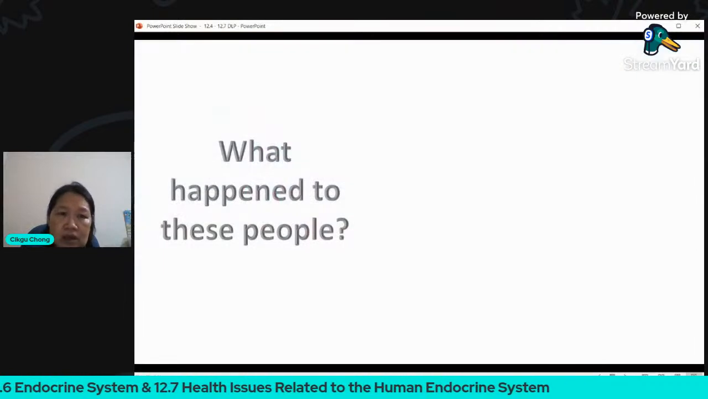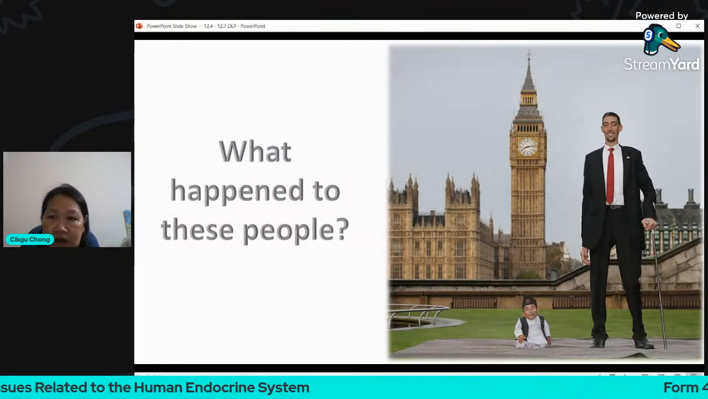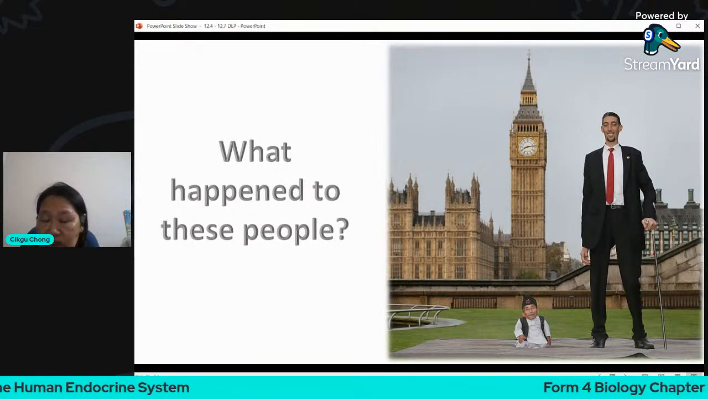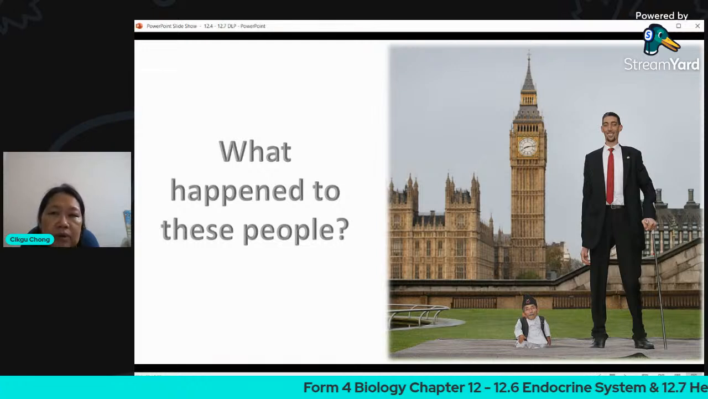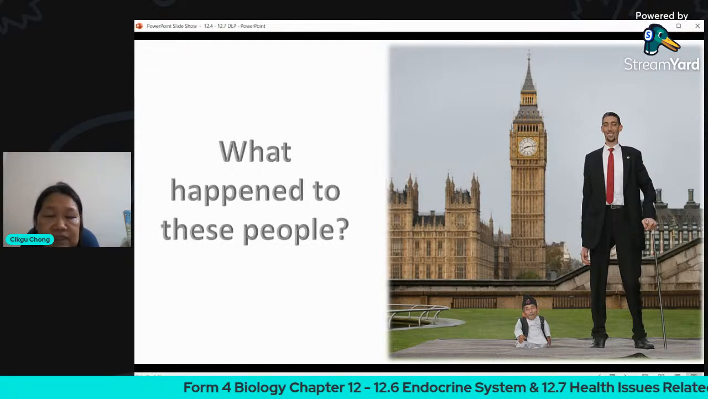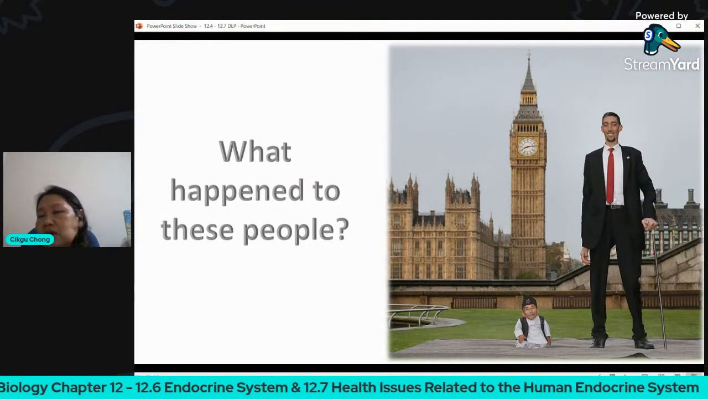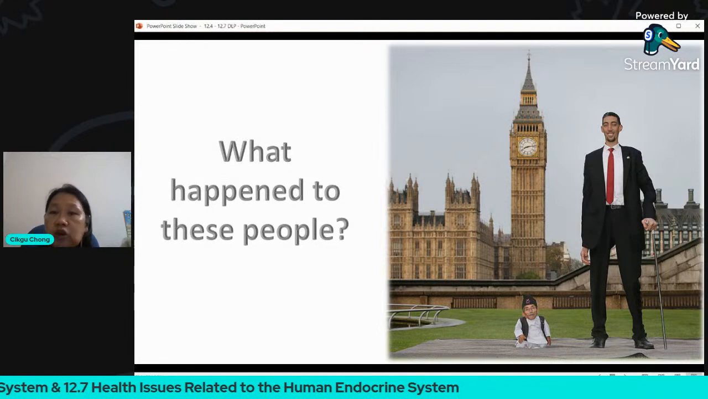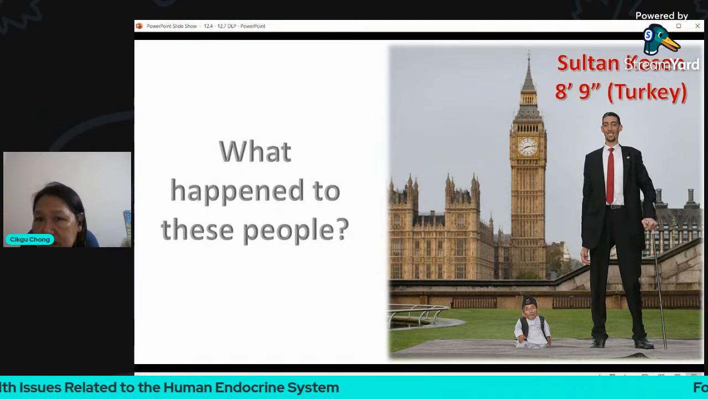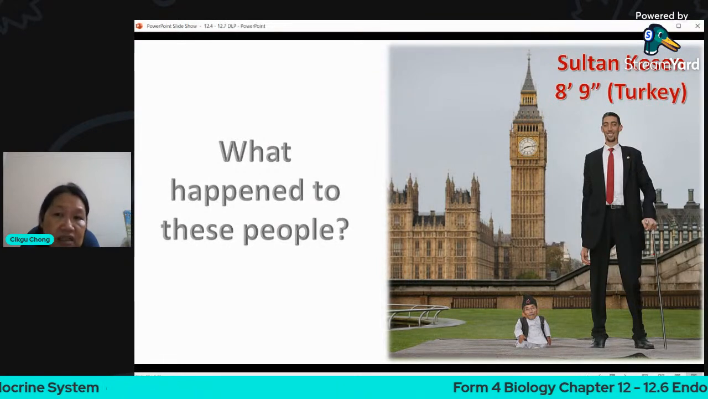Okay, first of all, look at these special people. What is so different about these two? One is very tall. He is probably the tallest person alive now. Of course, there were other people, like Robert Wadlow, but he passed away in 1940 something. He was even taller than him. So this is Sultan Kosen. He is 8 feet and 9 inches. He's from Turkey. He's still alive. This is the current one.